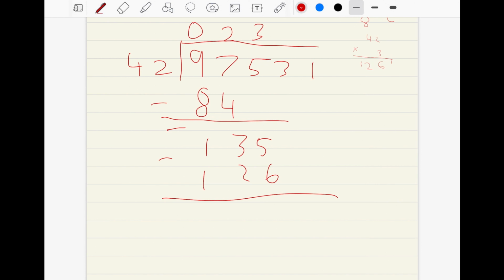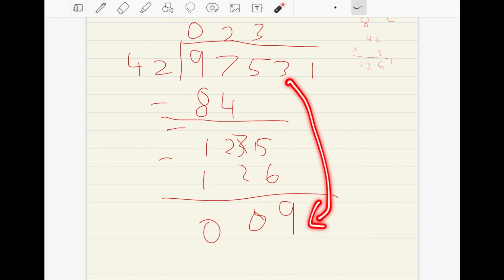And then 5 is smaller than 6, so we borrow from a 3. And then we get the 15. Then 15 minus 6 equals 9. 2 minus 2 equals 0, and then 1 minus 1 equals 0. And then we bring this 3 next to the 9, and we have 93.